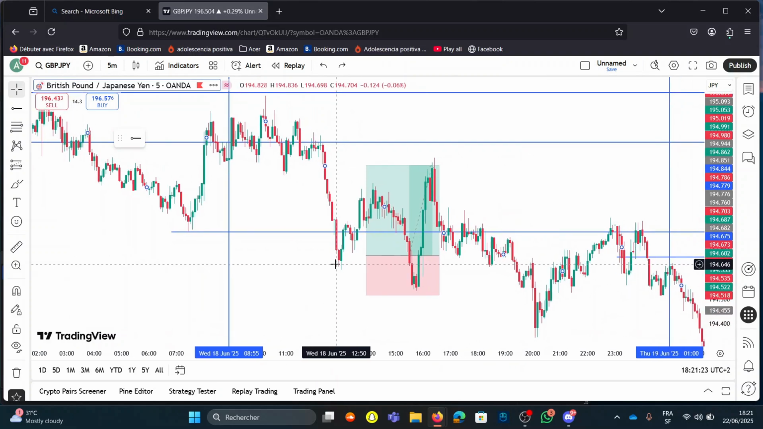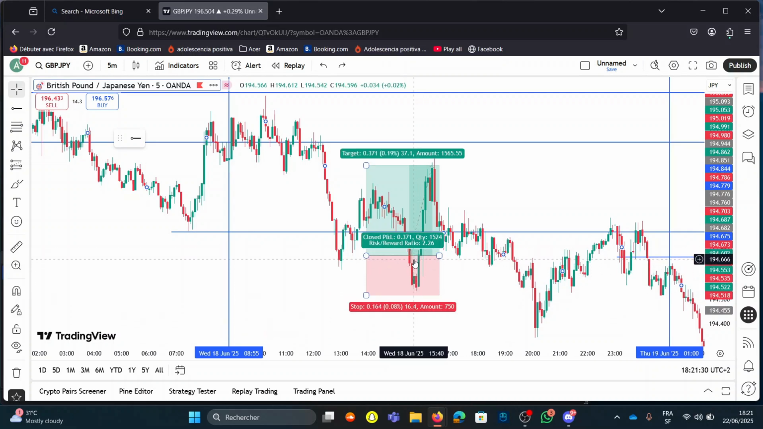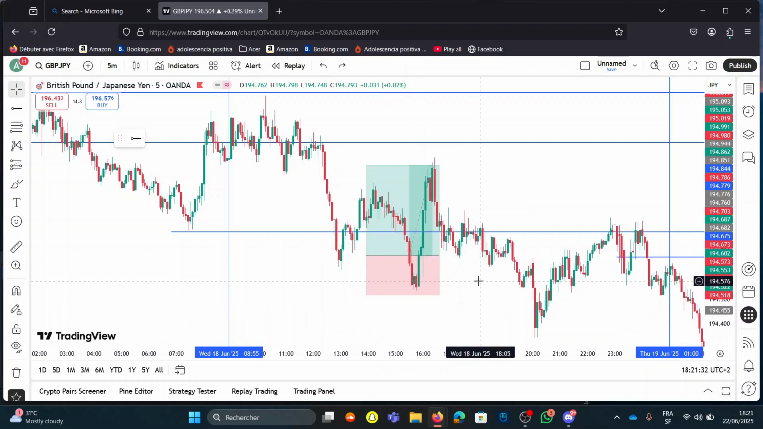So let's keep our example. Liquidity sweep, this one, and obviously this one. Boom, break of structure. As I explained earlier, we know the drill.